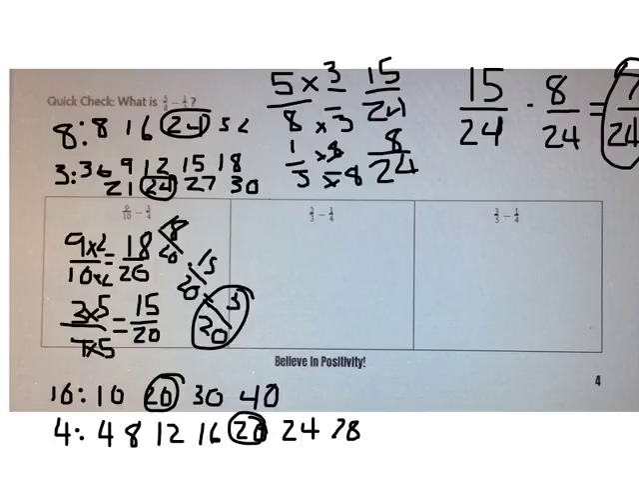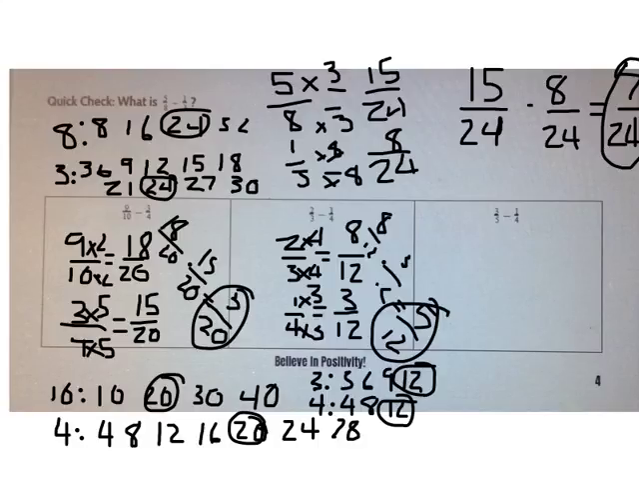The answer is 3 over 20. The least common denominator is 20. 9/10 is 18 over 20, and 3/4 is 15 over 20. When I subtract, I get 3 over 20. Now solve the next one. What's 2/3 minus 1/4? Solve that problem now.